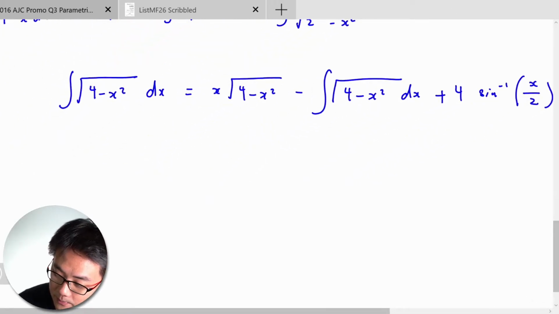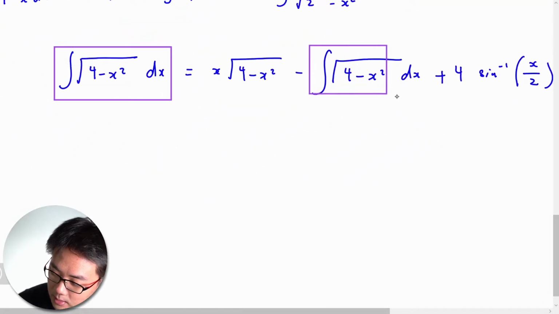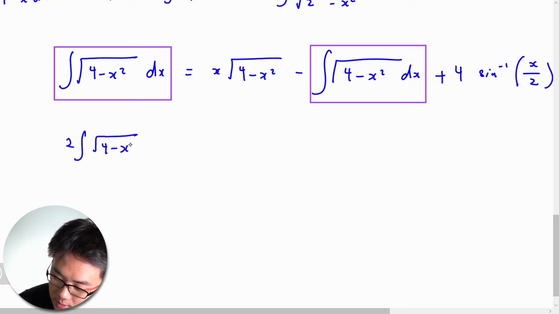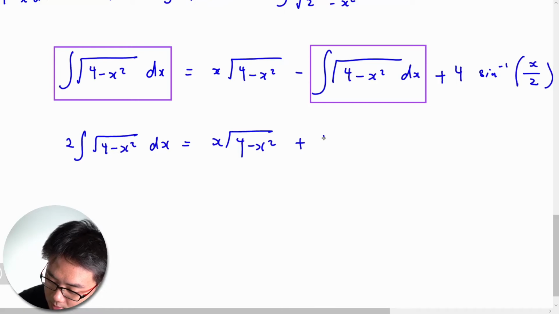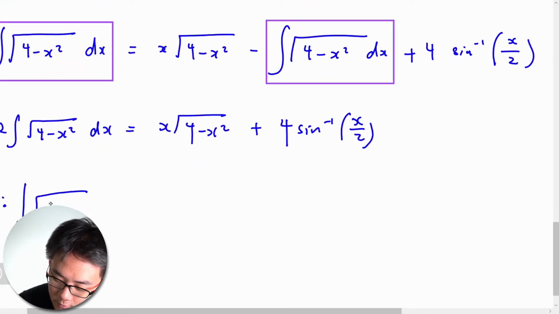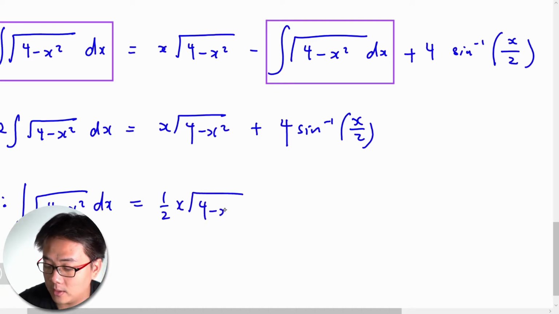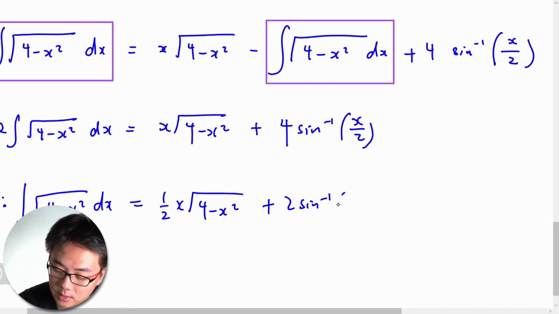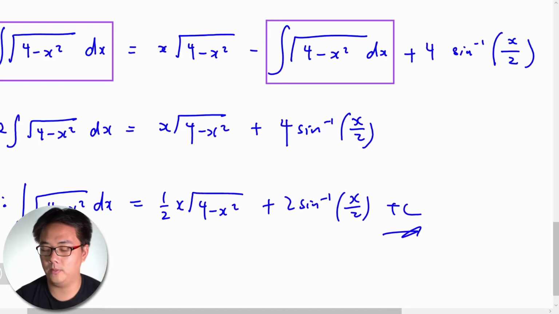So this one here, because you see, this will get this, right? So you know that actually 2 times the integral of square root of 4 minus x squared dx would be x times square root of 4 minus x squared plus 4 sine inverse. Maybe I shouldn't add the c first. The c I add behind. I'm lazy to change it later. Okay, so this one here. Then you may have the integral of square root of 4 minus x squared dx equals half x square root of 4 minus x squared plus 2 sine inverse x over 2 plus c.